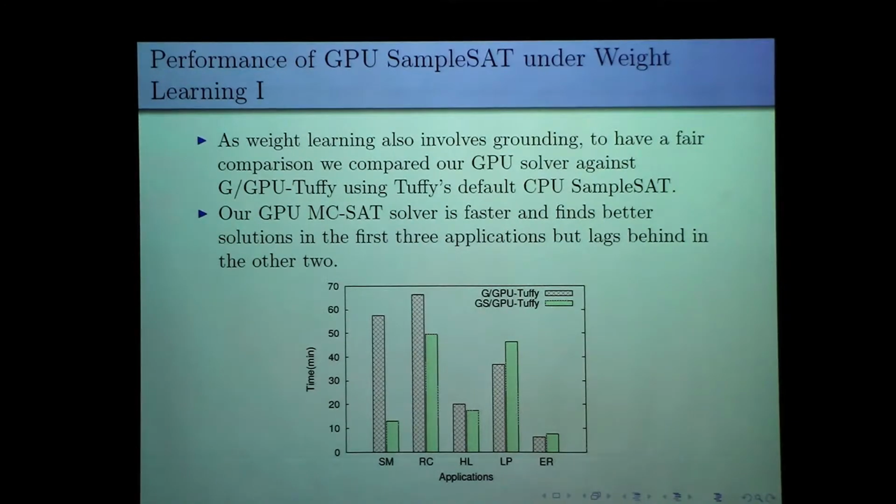And now about weight learning. Since it also involves grounding, we again had to compare using the grounding on GPU Tuffy. Otherwise, and then using Tuffy's sample SAT solver and our GPU solver. Because if we use Tuffy without parallel grounding, then Tuffy would be simply stuck grounding, and we would never be able to evaluate our sampling algorithm. Well, we did very well in the first 3 applications, but unfortunately not so much in the other 2.